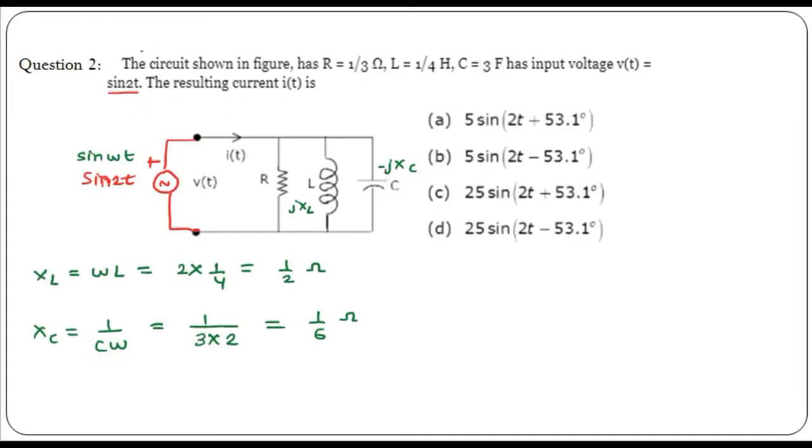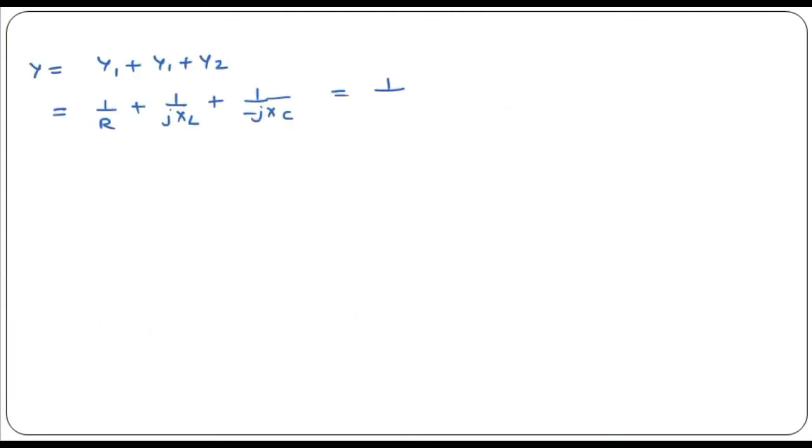Okay, so because that will be easy, the total admittance is given by Y1 plus Y2 plus Y3. So what is Y1? That is the admittance of the first branch, which is given by 1 by resistance value, then 1 by J into XL, and then 1 by minus of J into XC. Okay, so what is the resistance value given in the question? So the resistance value is 1 by 3, XL is 1 by 2 and XC is 1 by 6. So let us write down.